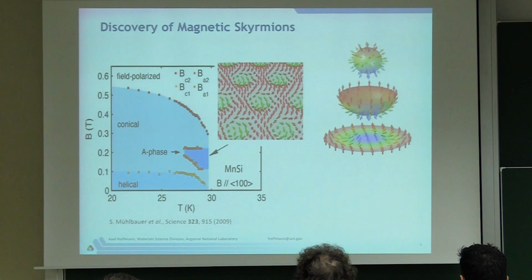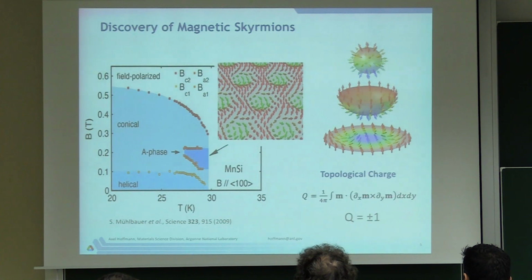And as such, you cannot easily transform it into a magnetization that's all parallel, the fully ferromagnetic state, which you get when you really crank up the field. And it's also topologically distinct from these other structures. Now, you can actually quantify this mathematically.